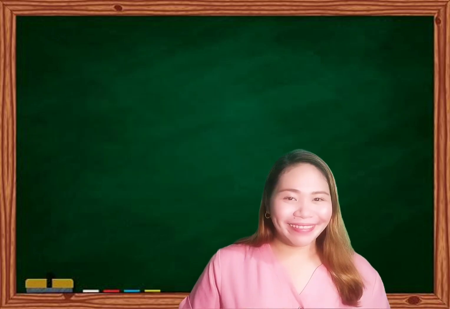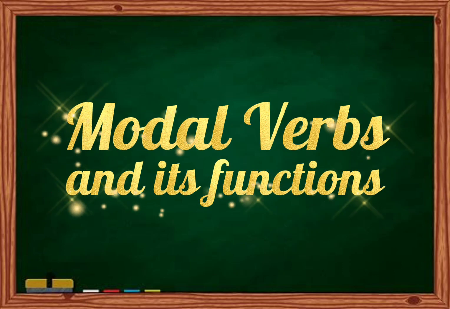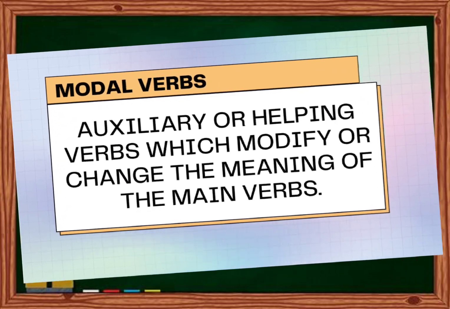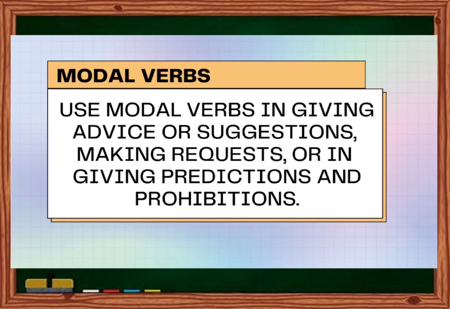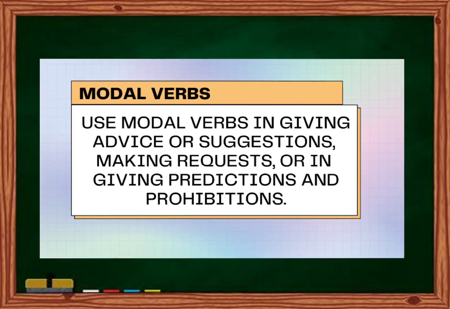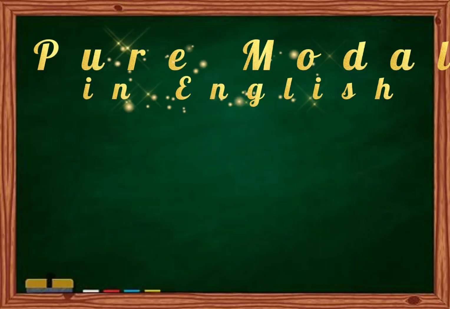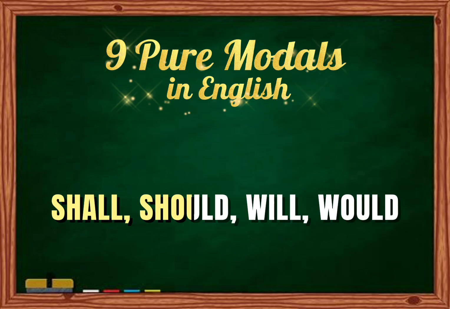Good job, everyone! Let us learn more about modal verbs and its functions. Modal verbs are auxiliary or helping verbs, which modify or change the meaning of the main verbs. You use modal verbs in giving advice or suggestions, in making requests, or in giving predictions and prohibitions. There are about 9 pure modals in English. Can, could, may, might, must, shall, should, will, and would.